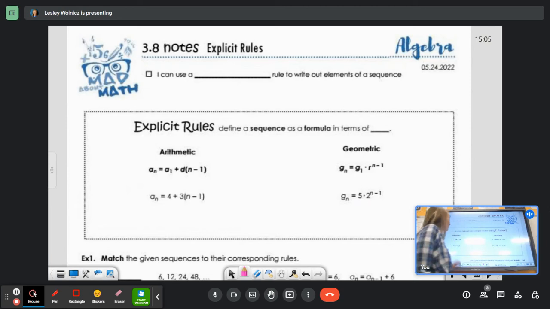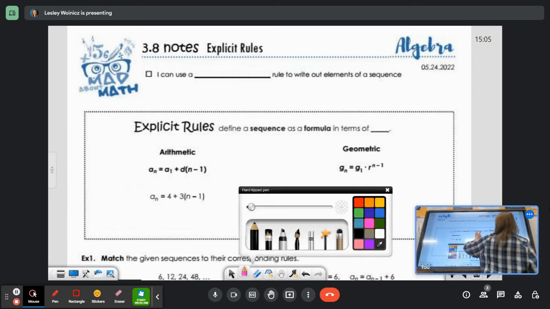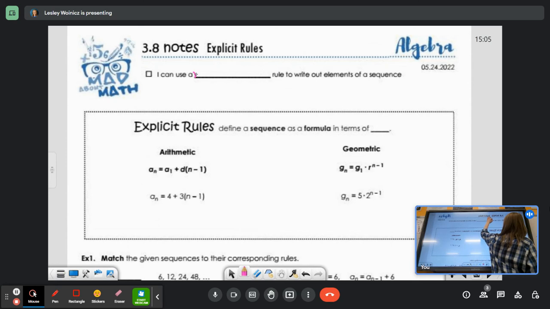All right, we're going to talk about explicit rules today. So today we're going to use an explicit rule to write out elements of a sequence. Explicit rules are a little bit different than recursive rules. You might remember from Friday that recursive rules are defined in terms of the previous term. So in order to find the next one, I have to know what the one before it was, right?